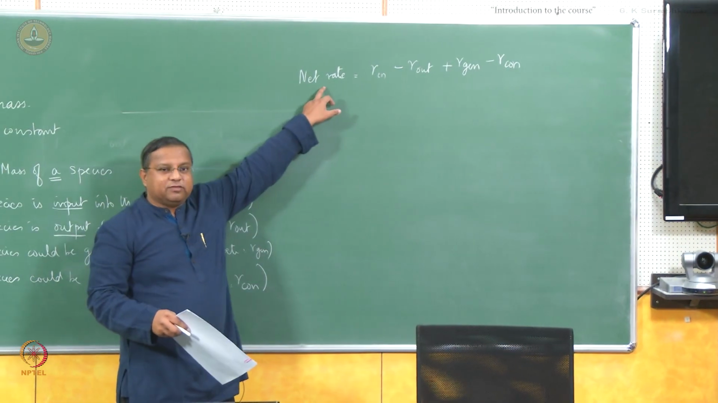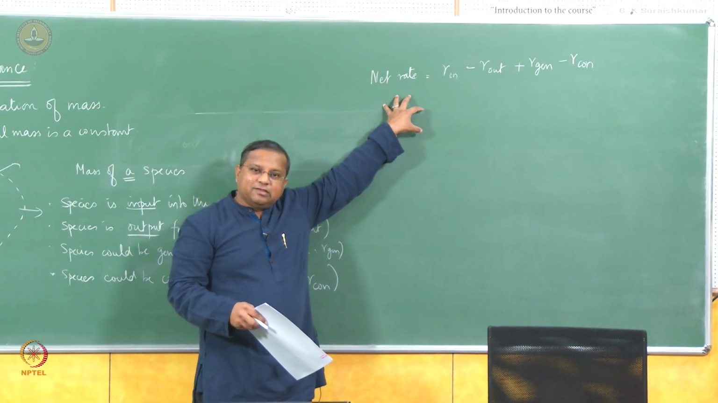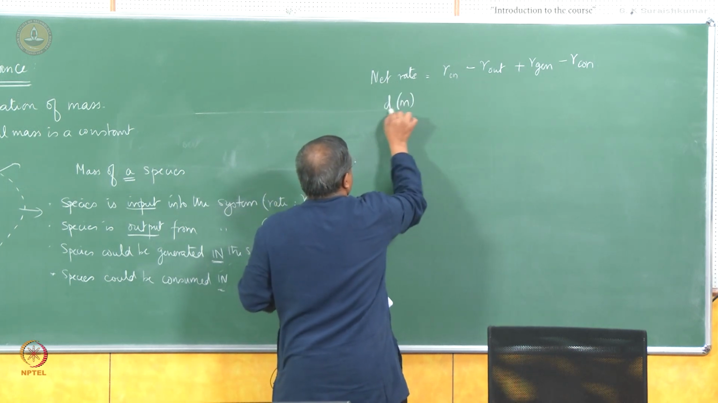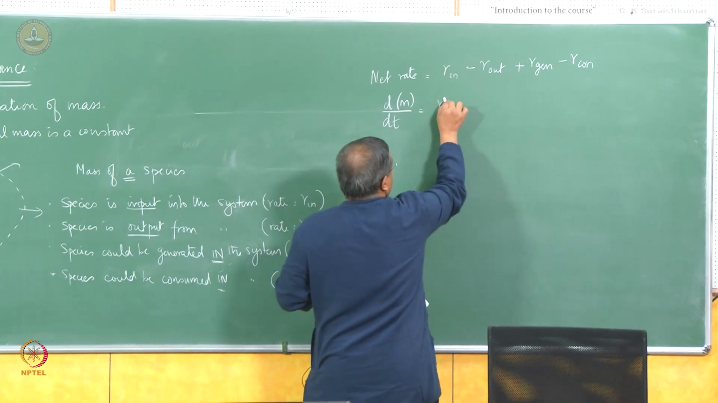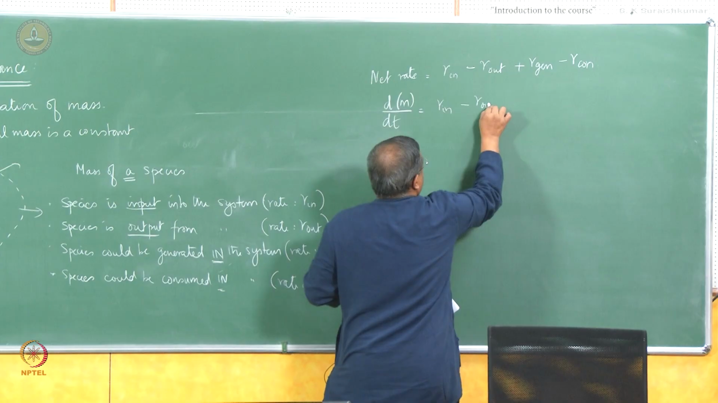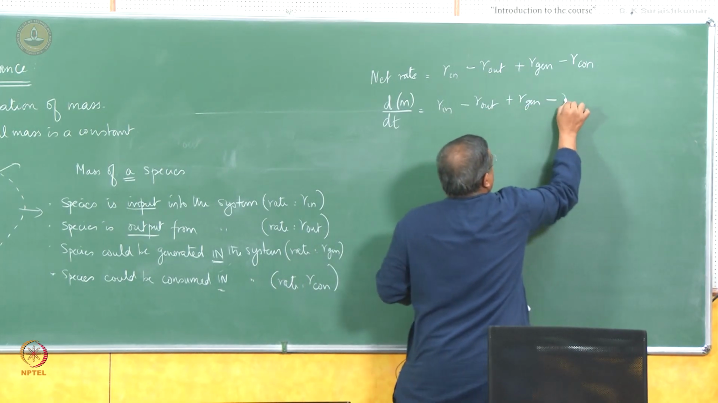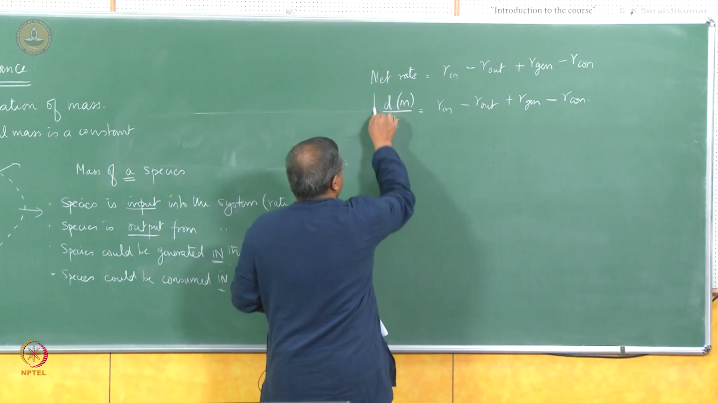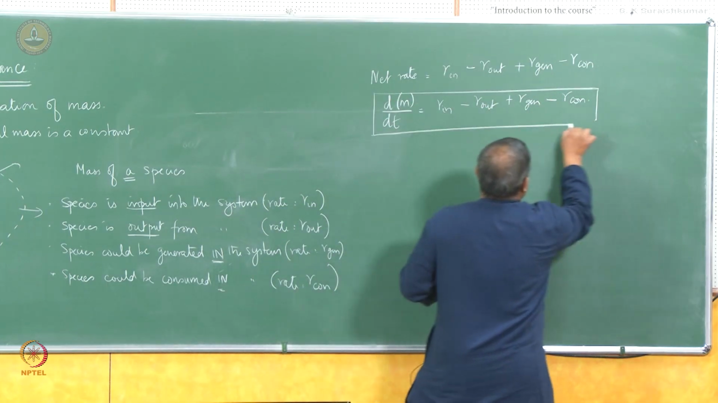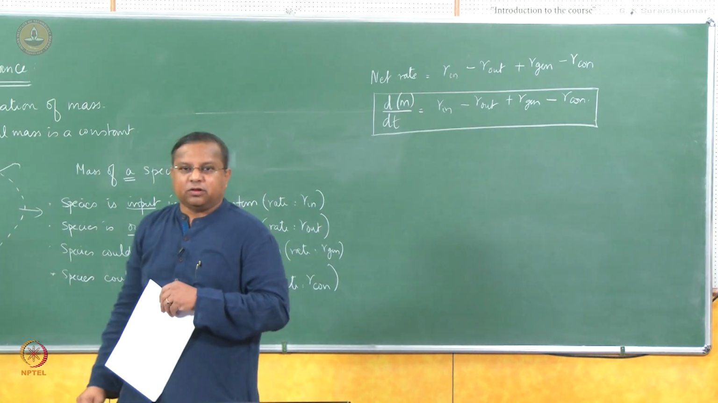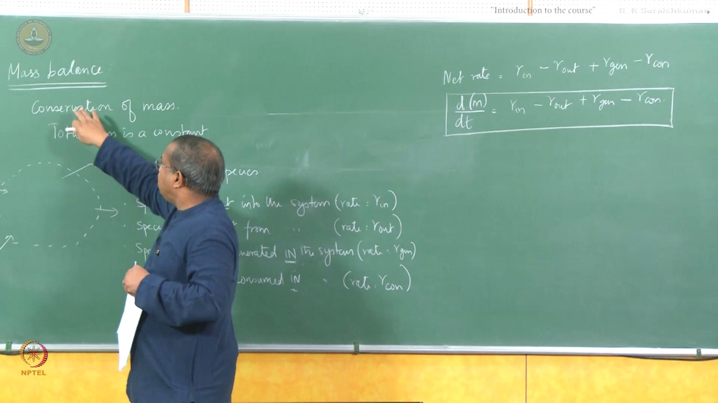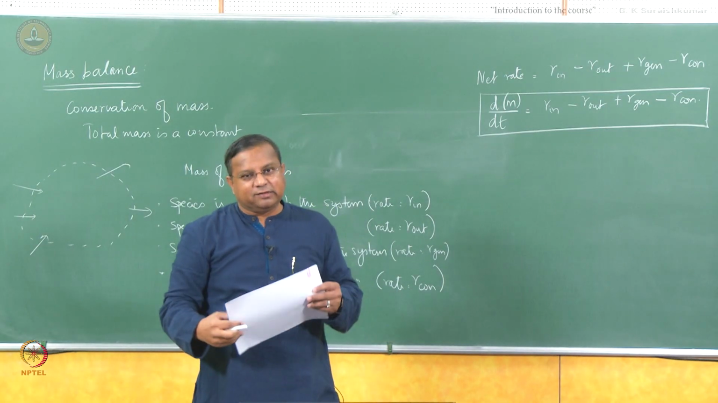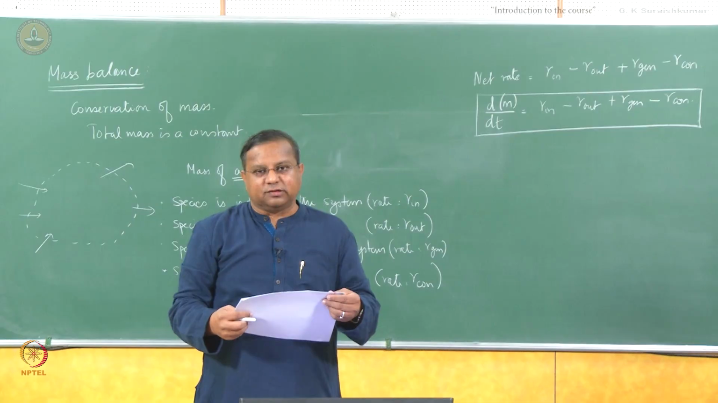The net rate of the species in the system is the rate at which the species gets accumulated in the system. The variation of the mass of the species with time, that is, writing the same thing here, in, out, generation, consumption. This equation can be considered as a useful form of the mass balance equation, of the conservation of mass principle, which can be applied to analyze a system. This is an important principle and you need to know this.